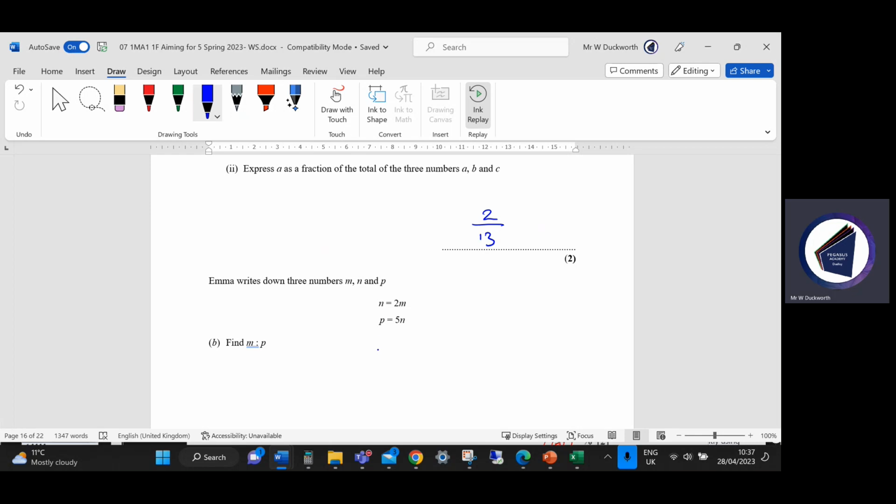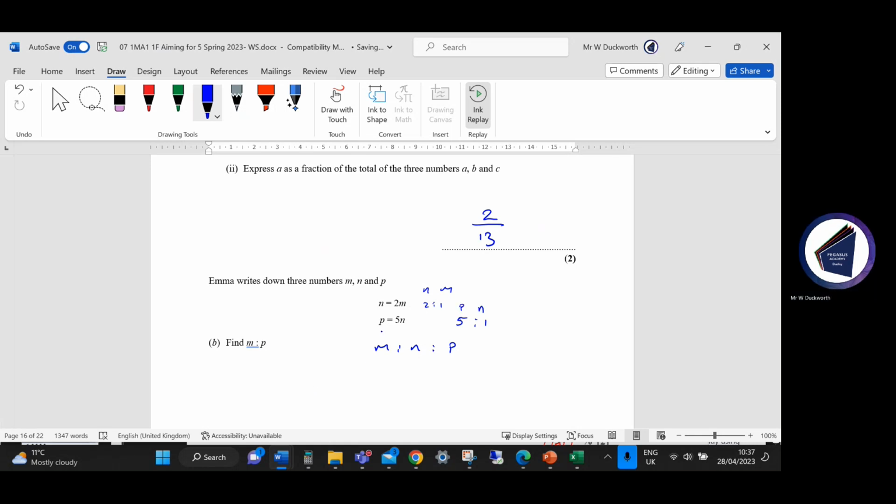Okay, so I'm going to go M, N, P. If this is our equation, then that would actually mean the ratio of 2 to 1 for N to M. This would be the ratio of 5 to 1, and that would be P to N.